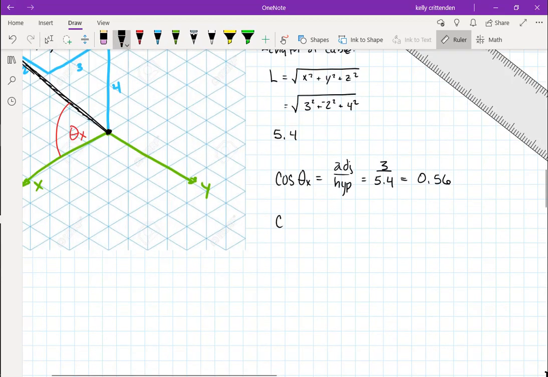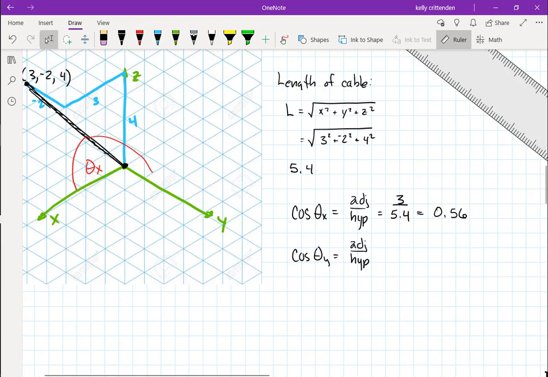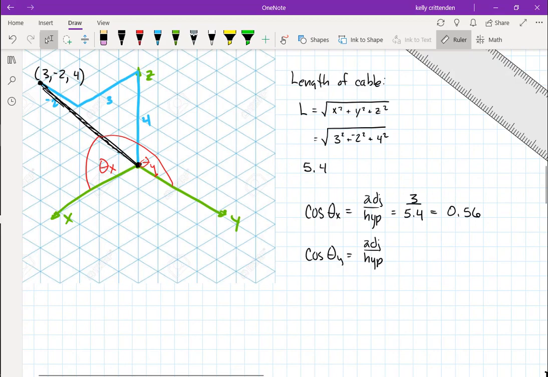So cosine of theta y, again, would be the adjacent side over the hypotenuse, but now I'm talking about that angle in a plane created by the y-axis and the cable, and it's going to be hard to draw this one, so it's kind of tilted out towards us. The adjacent side there is actually -2, and the hypotenuse again is the length of the cable, 5.4, so I get a negative number. Negative 2 divided by 5.4 is 0.37.